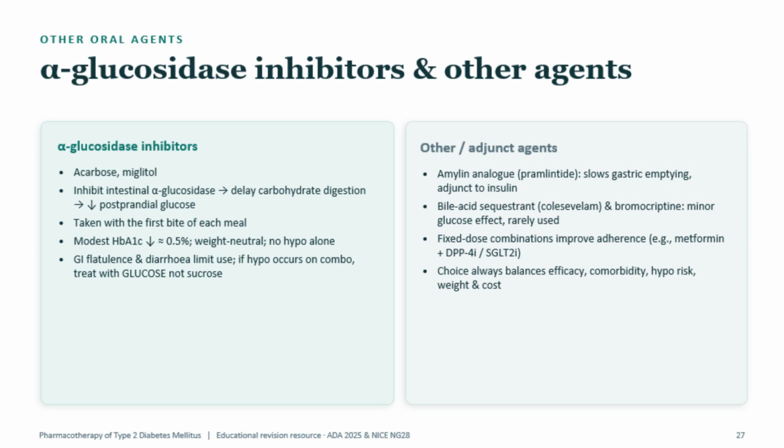And a classic exam point: if a patient on one of these has a hypo, treat with pure glucose, not table sugar, because they can't break the sucrose down fast enough. There are a handful of minor agents: pramlintide, colesevelam, bromocriptine, rarely used, and fixed dose combos that boost adherence. Every choice balances efficacy, comorbidity, hypo risk, weight, and cost.